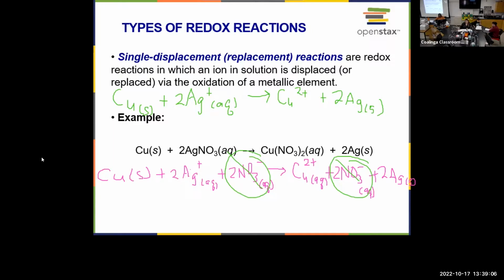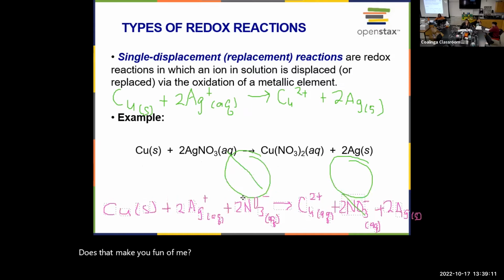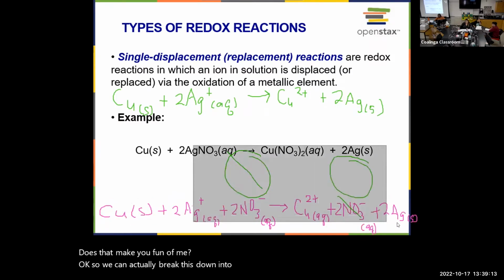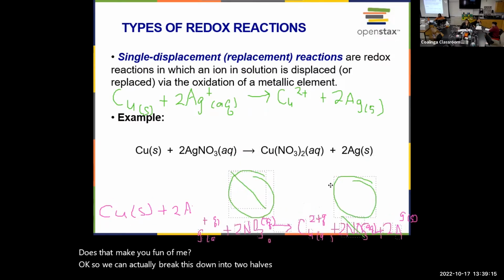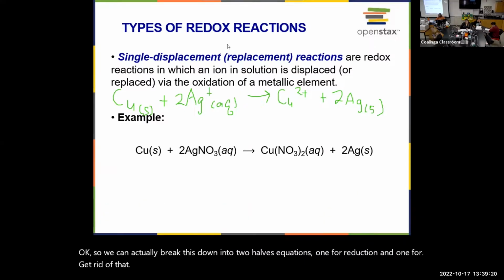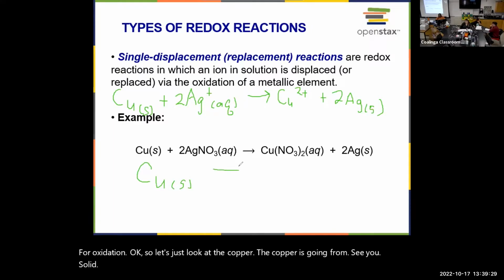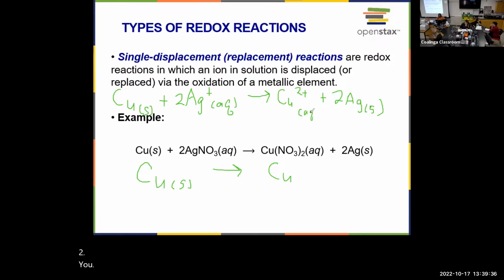Does that make it fun? Okay, so we can actually break this down into 2 half equations. One for reduction and one for oxidation. Okay, so let's just look at the copper. Copper is going from Cu solid to Cu 2 plus.